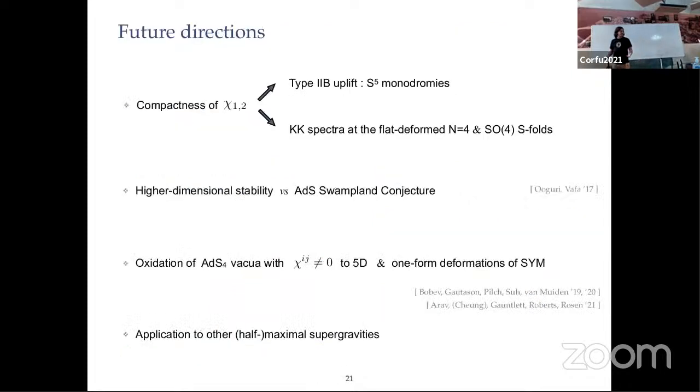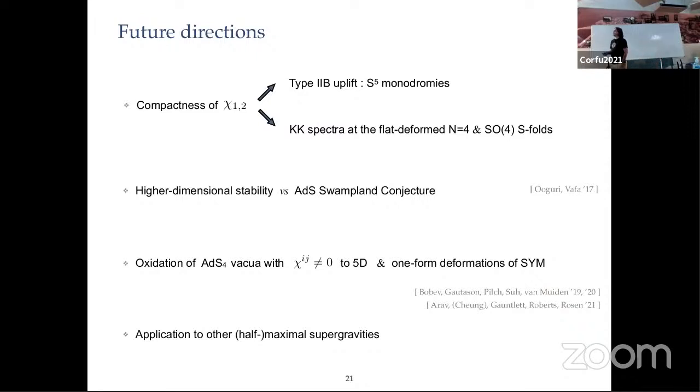So then the immediate future directions that we would like to check are, first of all, whether these parameters are compact or not. There are two ways of answering this question. One way is to uplift them using exceptional field theory to S5 monodromies. And if the story is as for the other S-folds, then these parameters will be periodic for the monodromy to be globally well-defined. Another way is computing the KK spectra at this two-parameter family of S-folds and checking whether the spectrum is periodic, or goes back to itself, when you shift these chi fields by 2 pi over T. This KK spectrum analysis could also be interesting from the point of view of assessing the higher-dimensional stability of these S-folds. Because if there are no perturbative instabilities here, then it would be interesting to reconsider them from the AdS swampland conjecture point of view.